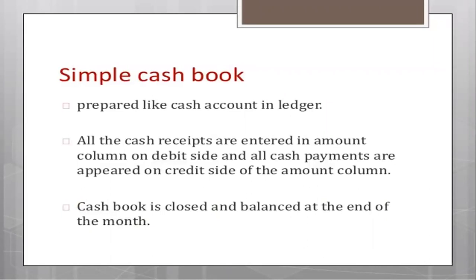Simple column cash book. It is prepared like a cash account in a ledger. All the cash receipts are entered in the amount column on the debit side and all the cash payments appear on the credit side of the amount column. Cash book is closed and balanced at the end of the month. That means every month we will have a correct cash in hand balance.